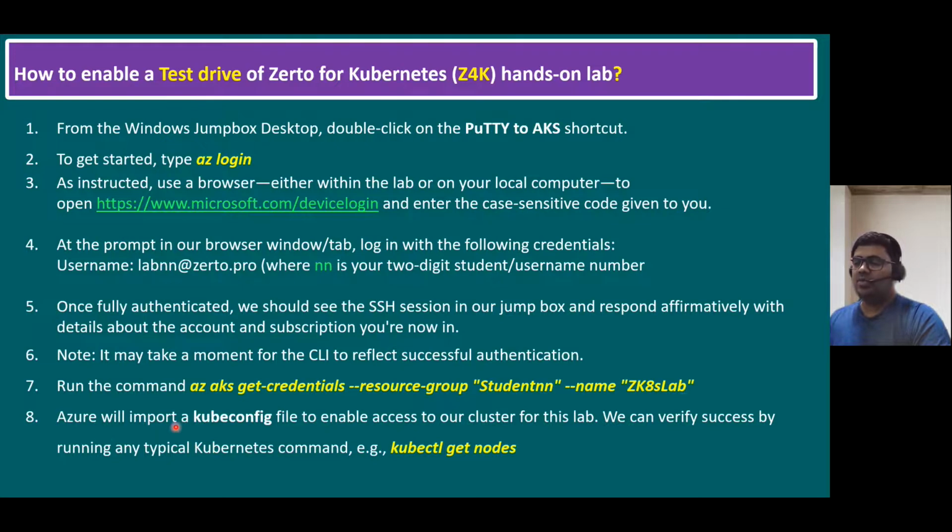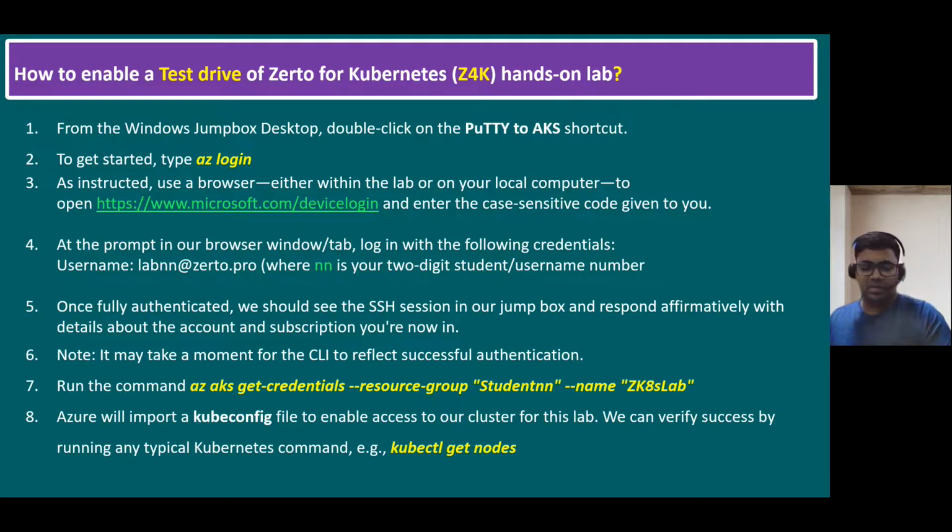Azure will import a kubeconfig file. With that kubeconfig file we can access our cluster for this lab, and we can verify it by running the typical Kubernetes command, kubectl get nodes. I highlighted all the commands in yellow, and with this information we are going to do the test now. This is how we can enable the test drive of the Z4K hands-on lab.